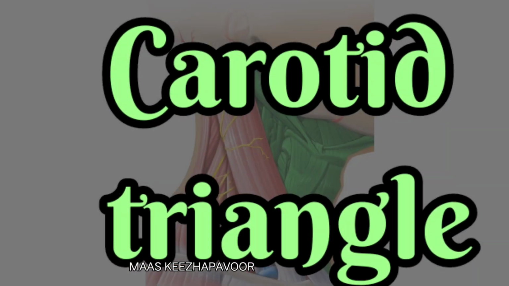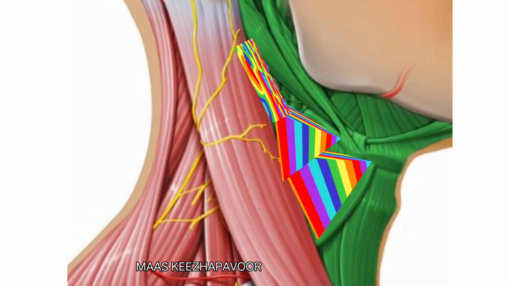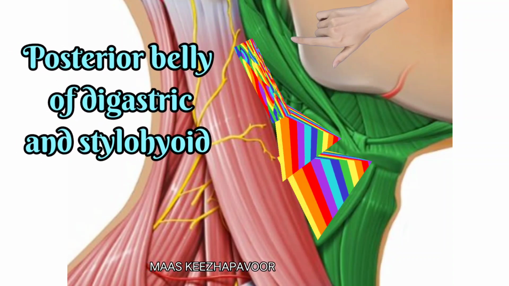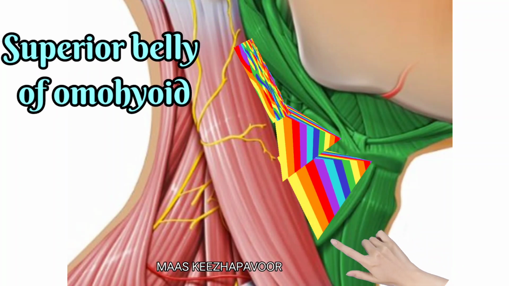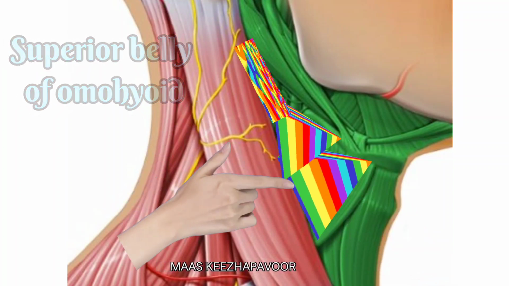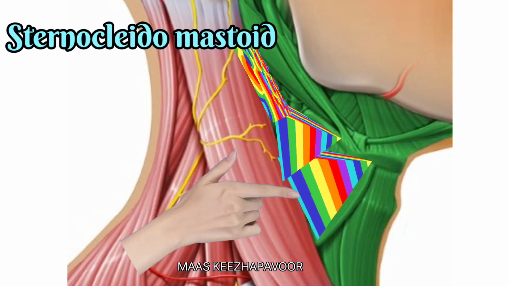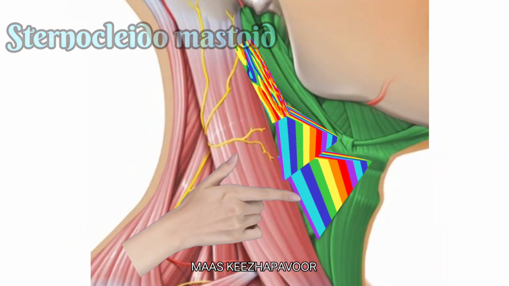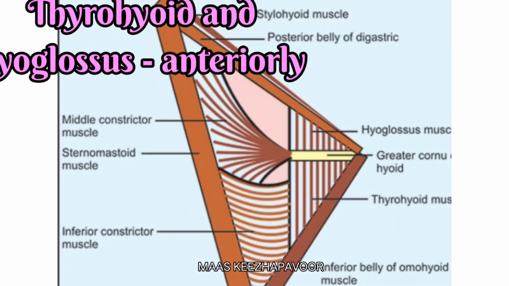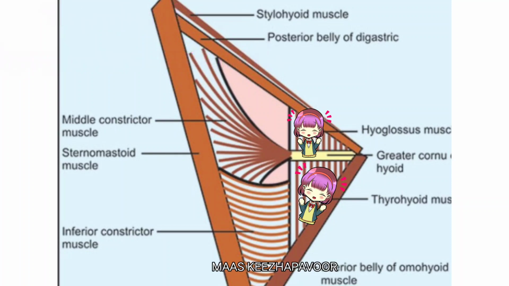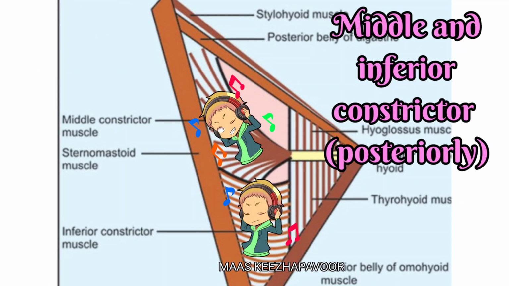The carotid triangle is bounded antero-superiorly by posterior belly of digastric and stylohyoid muscles, antero-inferiorly by superior belly of omohyoid muscle, and posteriorly by anterior border of upper two-thirds of sternocleidomastoid muscle. The floor is formed by thyrohyoid and hyoglossus anteriorly, middle and inferior constrictor muscles posteriorly.